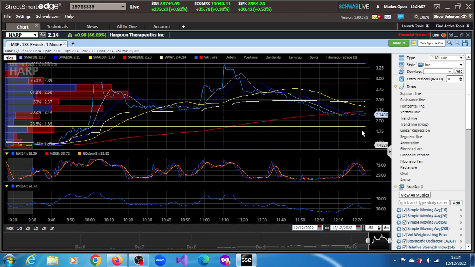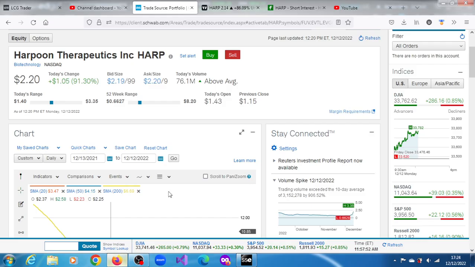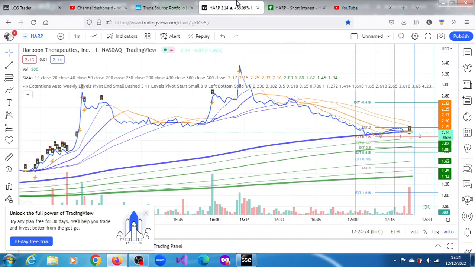So supports are around 1.85, 1.3, but upper projections, these are prices as it has already printed in this session, are 2.37, 2.6, 2.89. So let's look at the chart here on TradingView and see what they have.